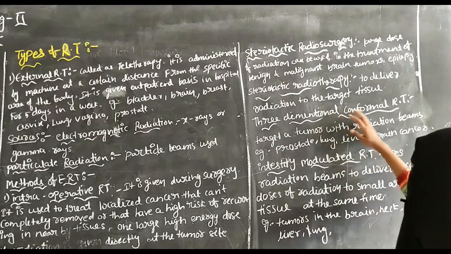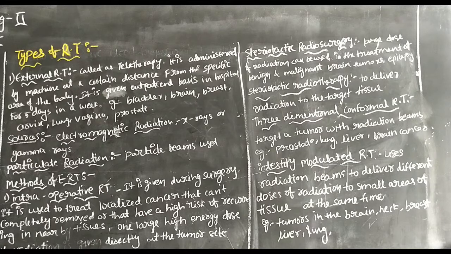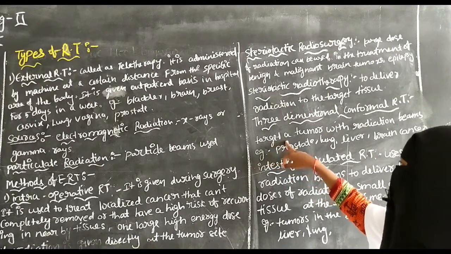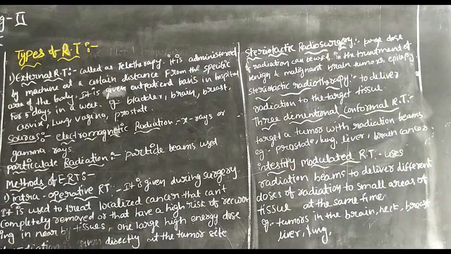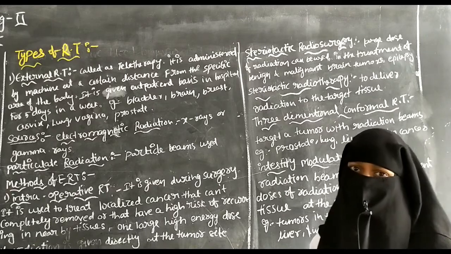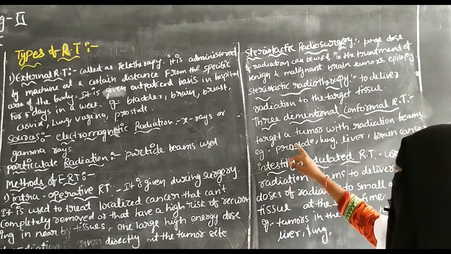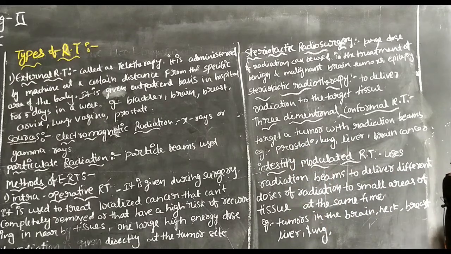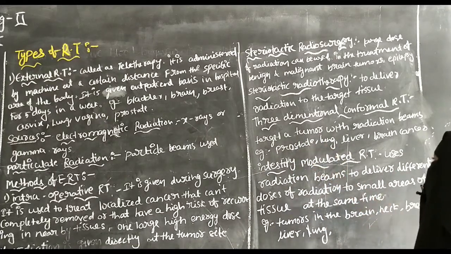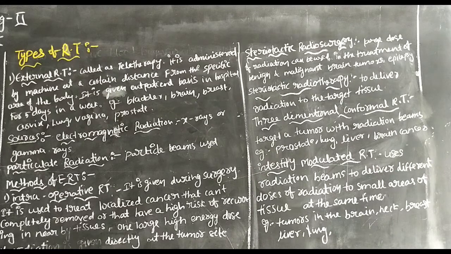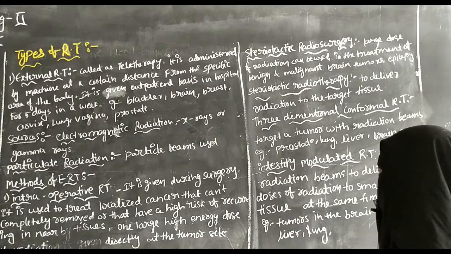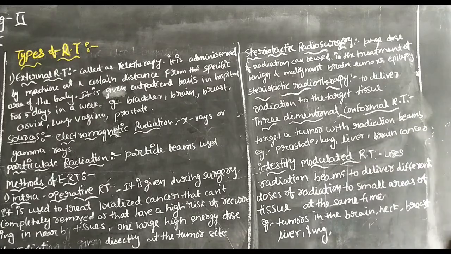Next one is three-dimensional conformal radiation therapy. A large dose of radiation is administered to the target tumor with radiation beams. So a target tumor is selected and the radiation is delivered to the target tumor with radiation beams. Examples are prostate cancer, lung cancer, liver and brain cancer for three-dimensional conformal radiation therapy. And next one is intensity modulated radiation therapy.